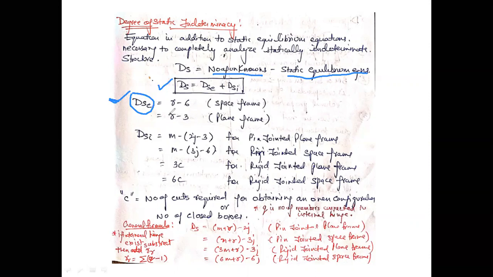In the previous lecture, we saw the bifurcation of this count. So basically, DSE will be R minus 6 for a space frame and R minus 3 for a plane frame.